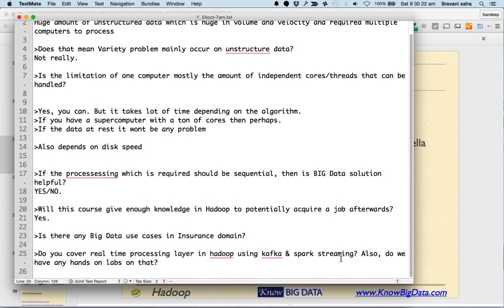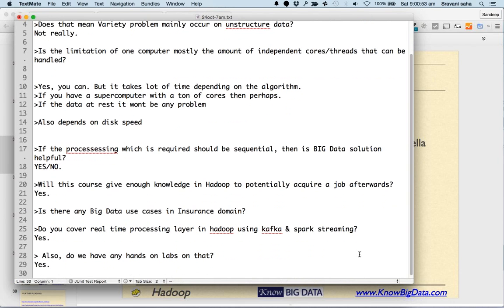All right. Now there's a question from Harita. Thank you for asking this question. Do you cover the real-time processing layer in Hadoop using Kafka and Spark streaming? Also, do we have any hands-on lab on that? Yes. So I'll do it in parts.